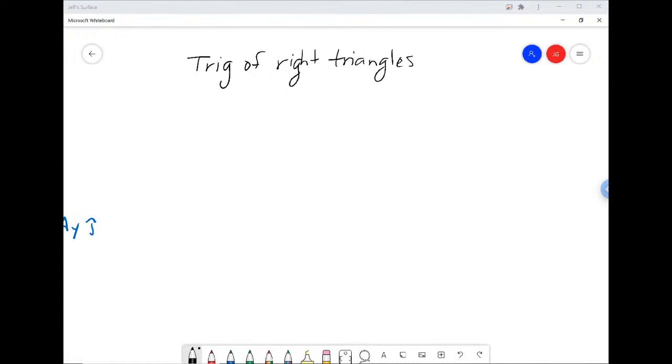Okay, and let's use the same notation, but in this case we're just interested in the magnitude of these sides. So I've got AX, AY, A, and there's an angle.